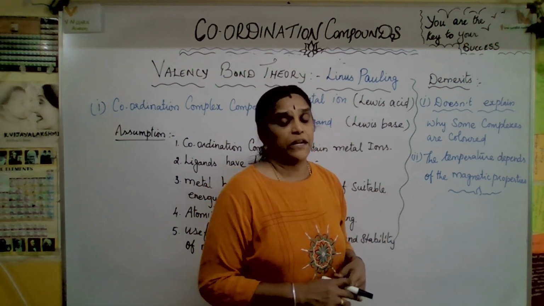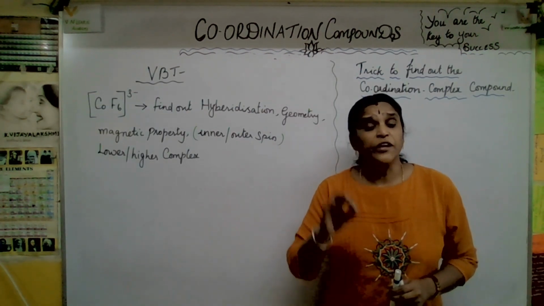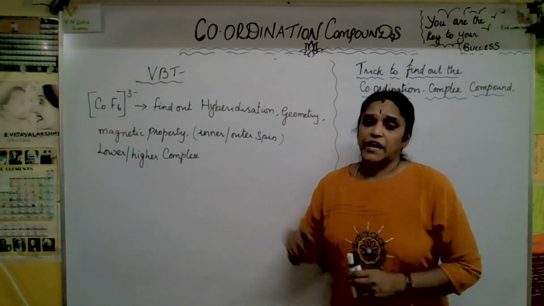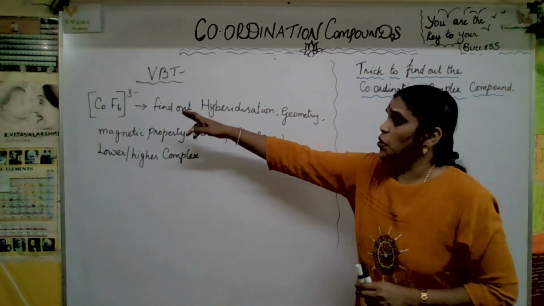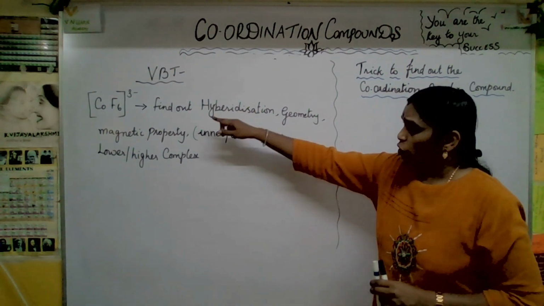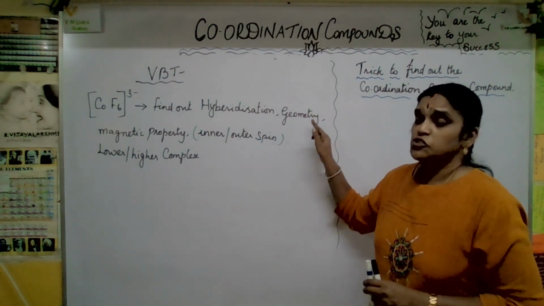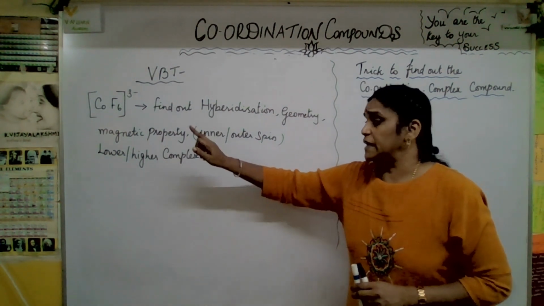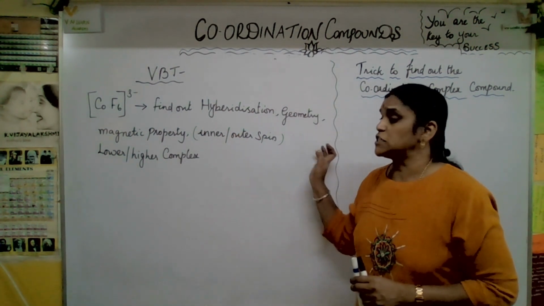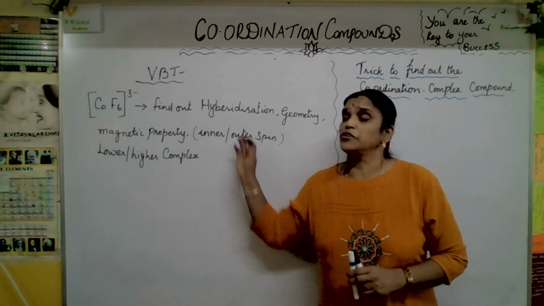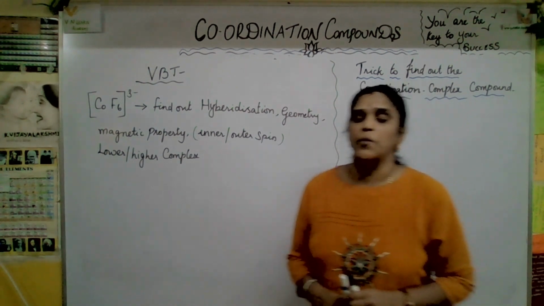He did not explain. So now we are going to analyze some important examples from VBT. Okay, first and foremost, [CoF6]3-, that is a coordination complex compound. So you have to find out the hybridization, geometry, that is the shape of the molecule, magnetic property, inner or outer spin, and lower or higher complexes. These are all you have to find out by looking at that compound only.